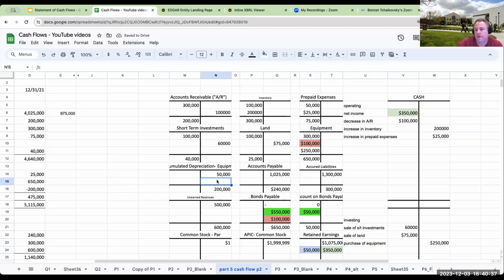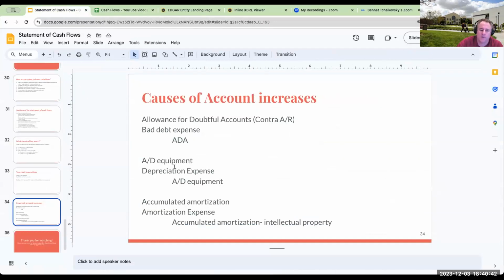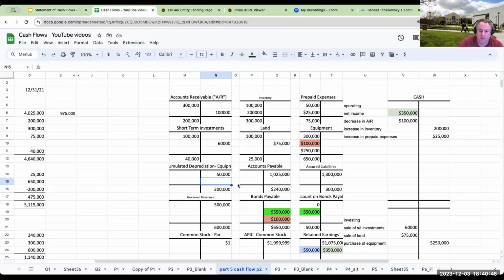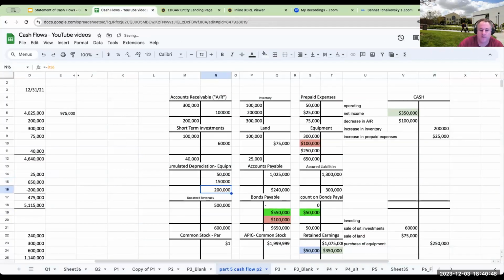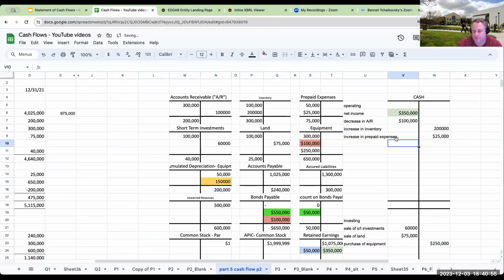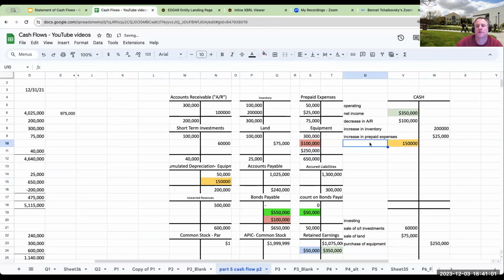Okay, accumulated depreciation on equipment, right? This is one of our special ones. When we have accumulated depreciation on equipment, this is being increased by 150,000. I'm going to go over here and do the opposite to cash in the operating section. What's very, very important, though, is that I make sure I'm calling this correctly, which is depreciation expense. If I don't call it that, I will lose points.